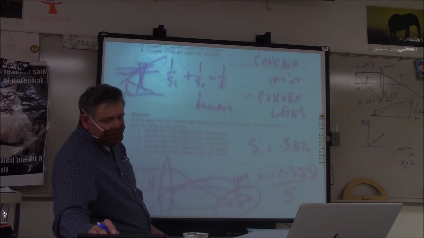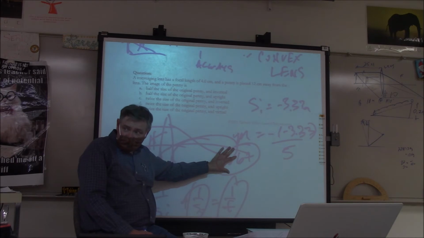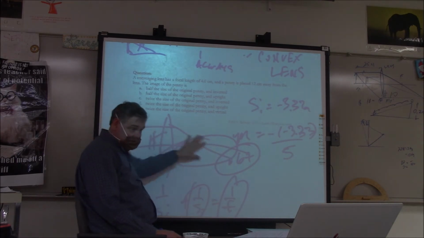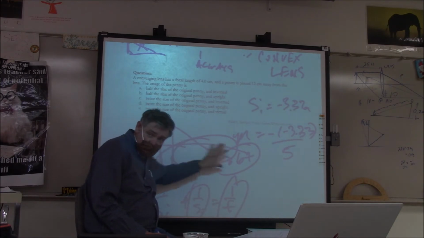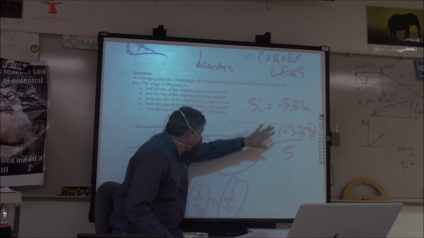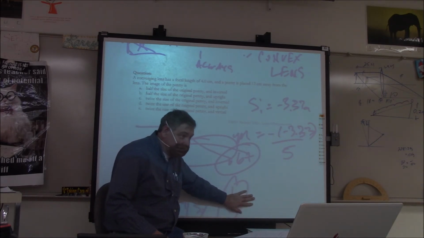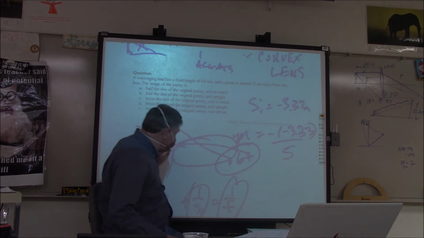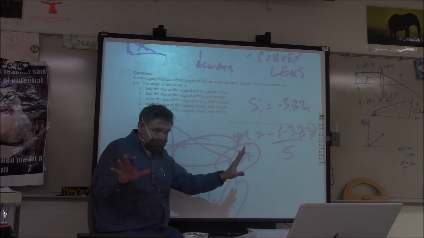Now, with this one though, the light is going in this direction, so the light's going this way, right? And the image is in that same direction that the light is going. This one, if you go through the math, you get a positive image distance. Because the light's going this way, that image is over there. Okay? So, cool with that.